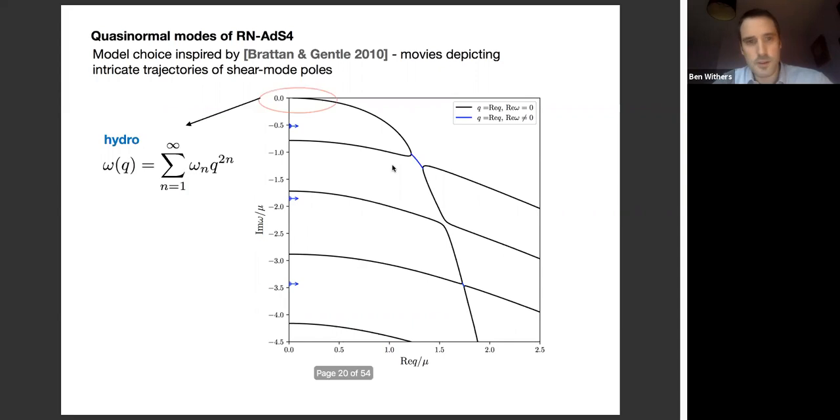The first thing to note is that this piece here is the hydrodynamic piece. This is all shear channel. So this is the expansion I was talking about before. If you're able to construct this function as a series in Q around this point, you get the hydrodynamic expansion that I mentioned earlier.